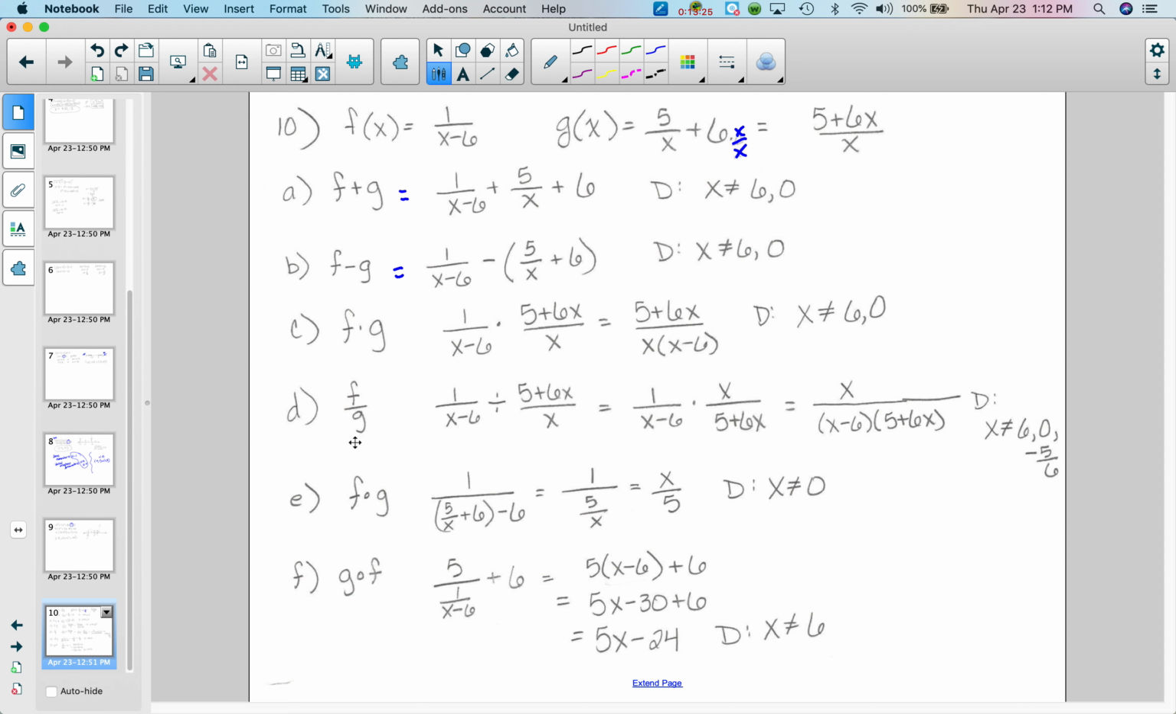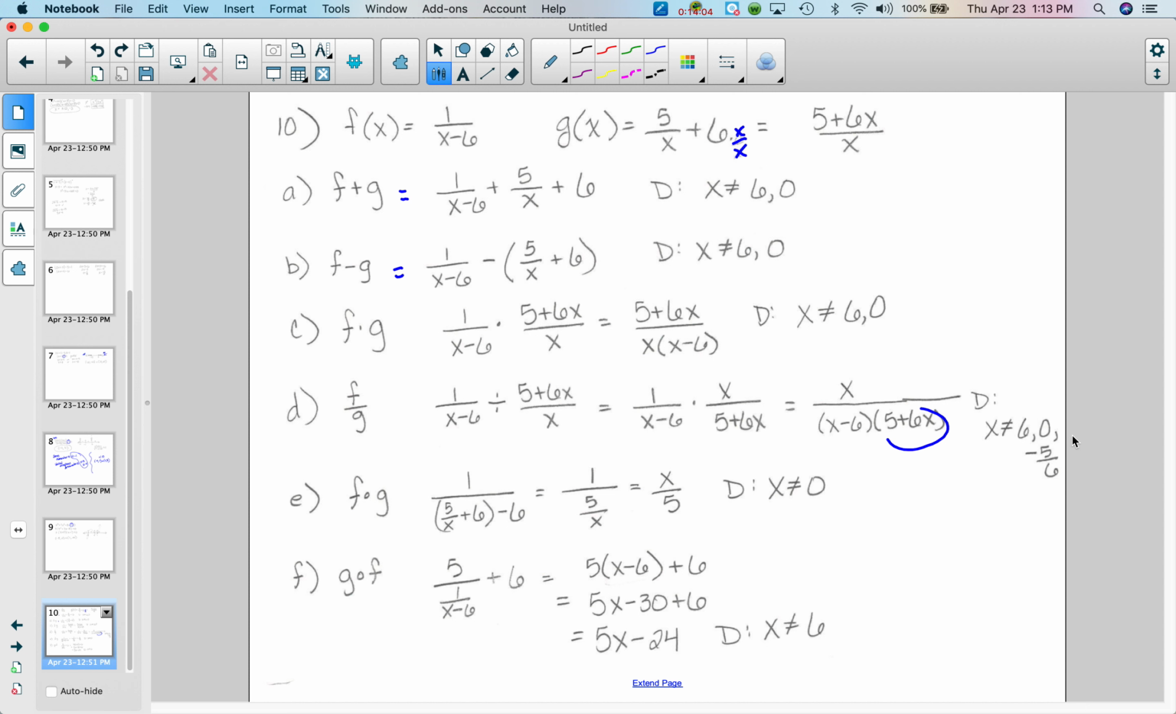But then on the f divided by g, I took f, which is 1 over x minus 6, divided by this value I said for g of x. Remember that when you divide by a fraction, you can change it to multiply by the reciprocal. So then I get x divided by this product. So my domain, x can't be 6, and x can't be negative 5 sixths. So that one was probably the trickiest, because you did need to find that common denominator and simplify this so you could figure out the domain.